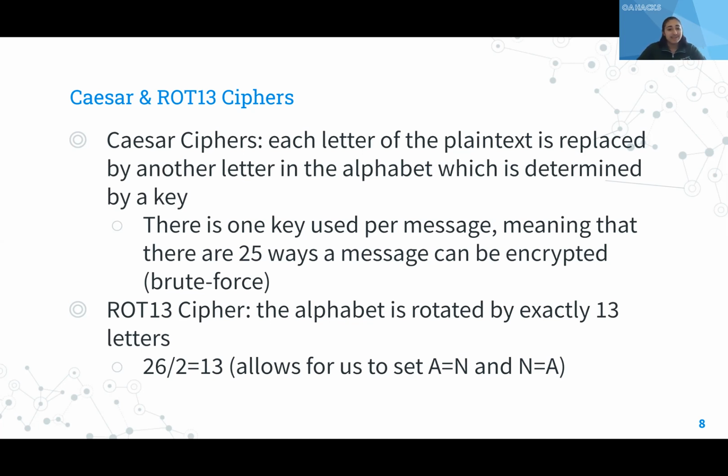And basically what this allows for us to do, you're going to see it on the next slide, is set both of the variables equal to each other rather than saying A is equal to B and B is equal to C. Instead, A would be equal to B and B would be equal to A, for example. So in this case, A equals N, and N in fact does equal A in a ROT13 cipher.